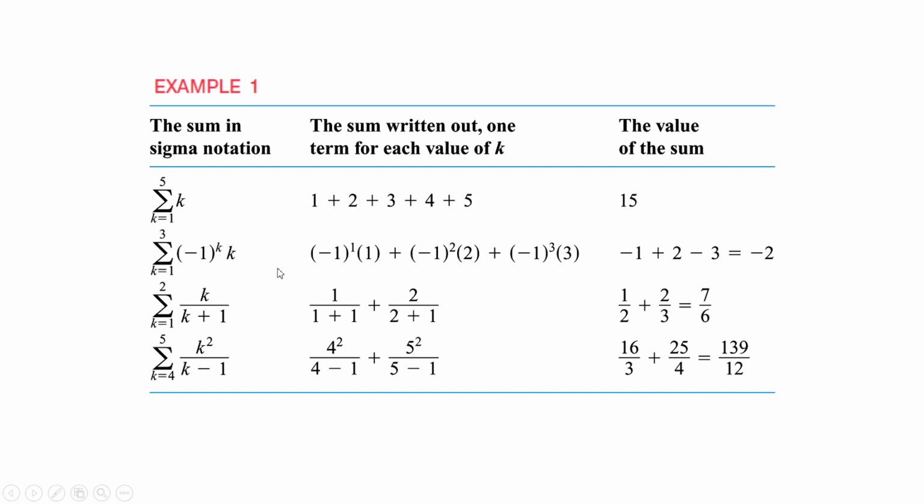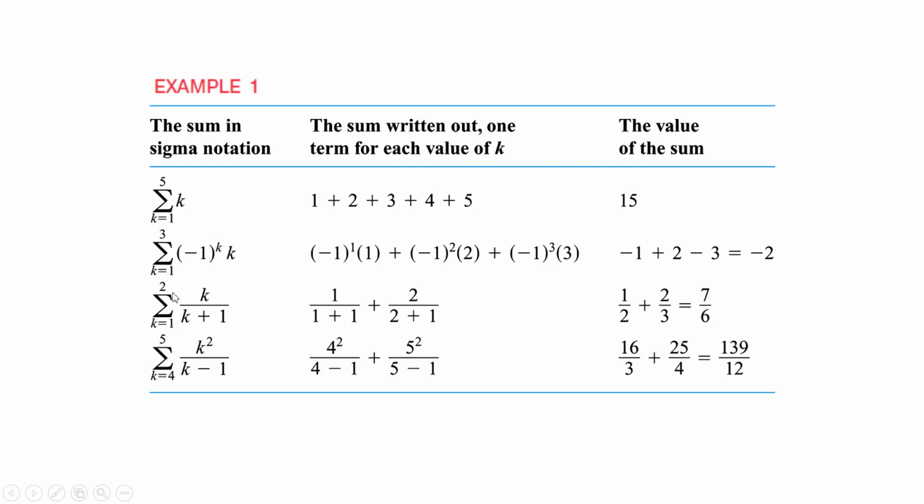Similarly, this can be written as, again variation will be applied on k. So minus 1 to the power 1 into 1 for k is equal to 1, plus for k is equal to 2 minus 1 square into 2, and for k is equal to 3 minus 1 cube into 3, and we have minus 2 as the answer. And this is the sum of two terms.